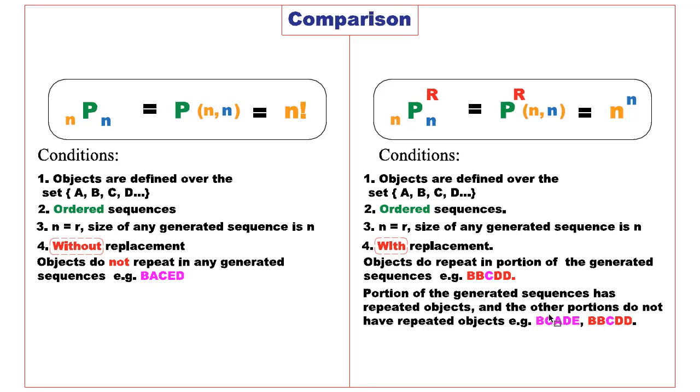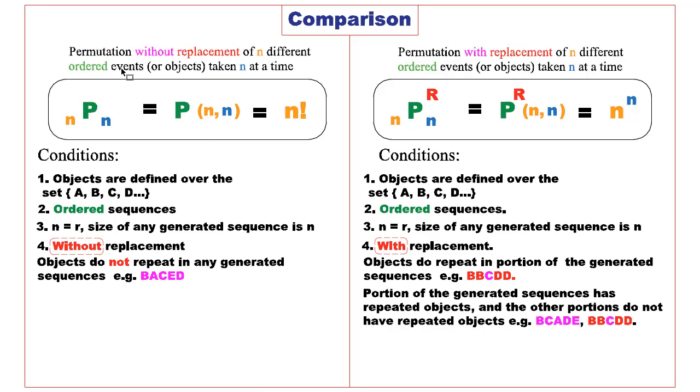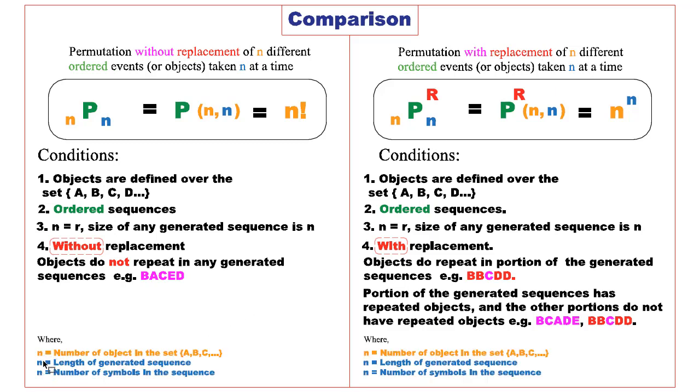Of course here we have 5 symbols, which means that the objects we are permuting are 5: A, B, C, D, and E. In such a case, we can generate a sequence like BB, C, DD, and we can generate a sequence that has no repetitive objects whatsoever: B, C, A, D, and E. So this is permutation without replacement, and this is permutation with replacement. And the definitions of n and r, we know them in advance from before.